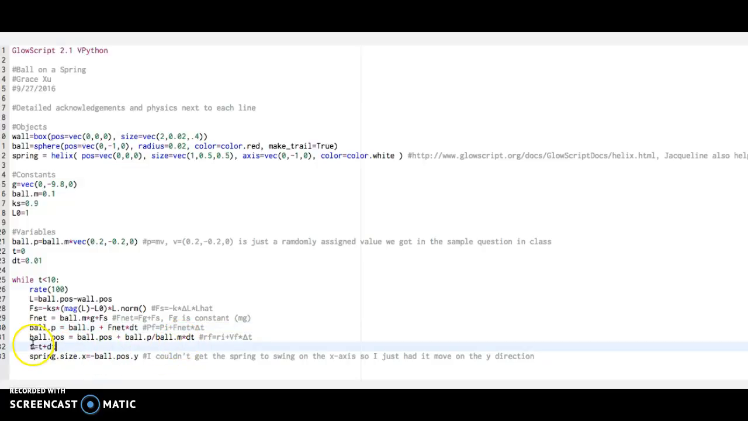t obviously grows every time the loop goes over, and this part I had a lot of trouble with because I know the x value in the helix size vector is the length, so I put the y value for the ball's position in it, but I couldn't make it swing left and right. I just didn't know how to do it. But here it is. Thanks.